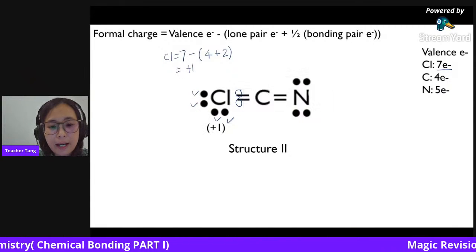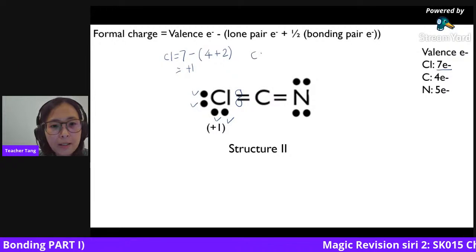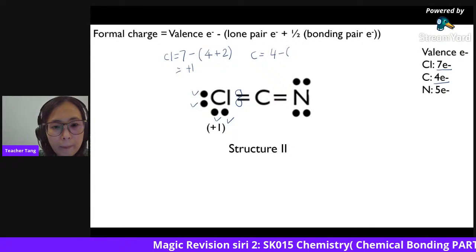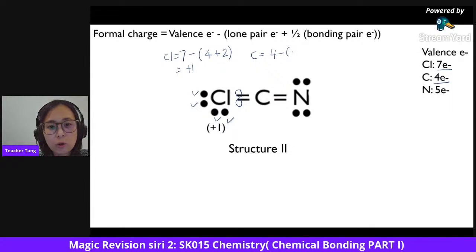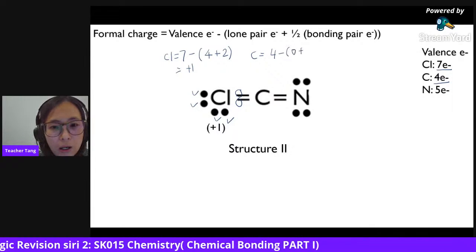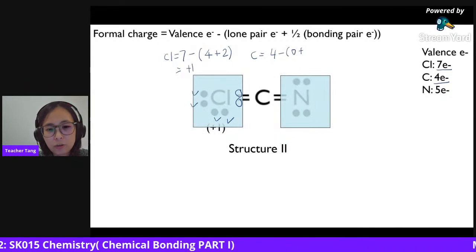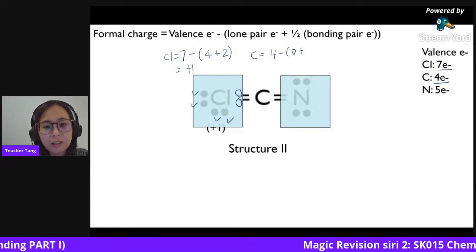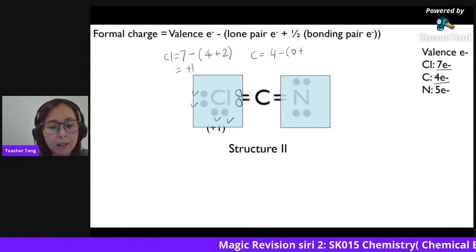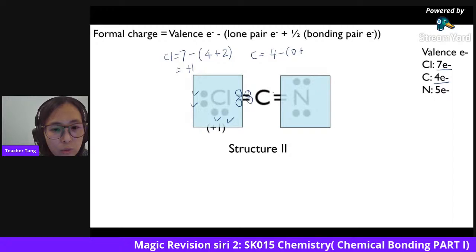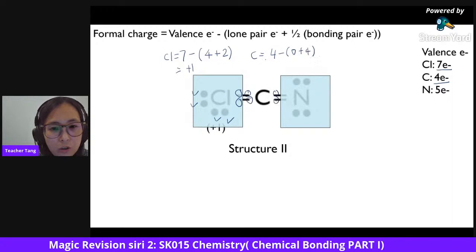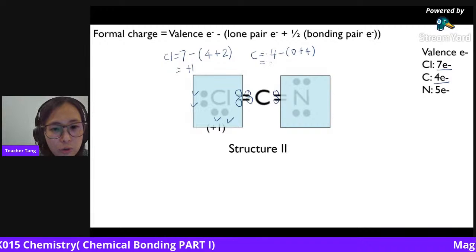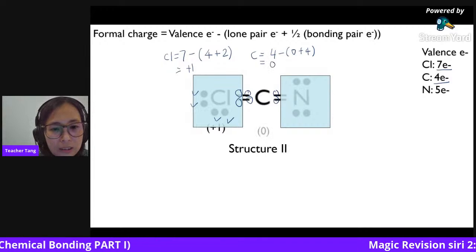And then for carbon, again 4 valence electrons minus around carbon there is no lone pair, so 0, plus half bonding pair electrons. So you cover the bonding pairs around carbon by half and only count the electrons that belong to carbon. So which is 1, 2, 3, 4. So it's 4. Therefore, the formal charge of carbon here in structure 2 is equal to 0.